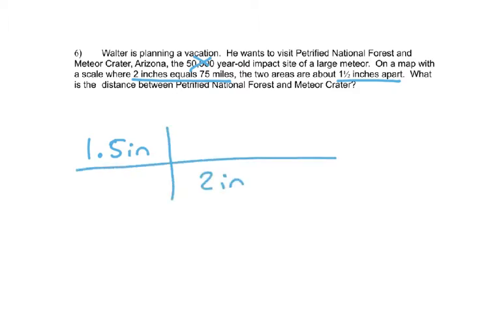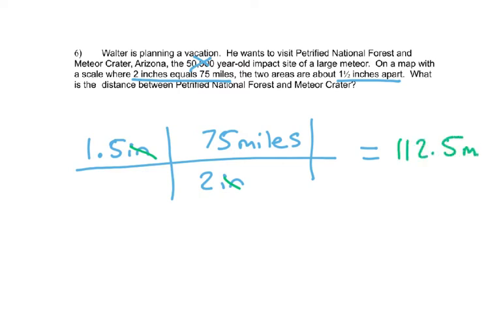So notice 2 will go on the bottom because inches is on the top initially. And so 75 miles will go on the top. And that's it. We know that inches will cancel out. And I'm left with 1.5 times 75, which is 112.5. And this would be miles because the only units left are miles. And that's it. And there's your answer.